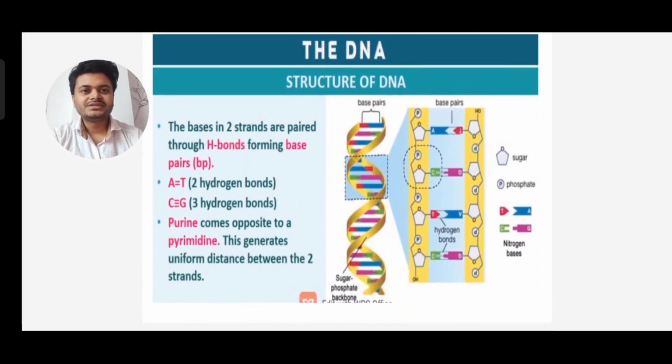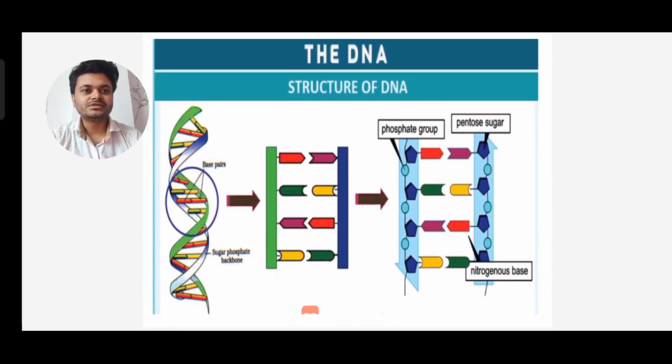You can see the bases in the two strands are paired through hydrogen bonds forming base pairs. A pairs with T, that means adenine pairs with thymine, with 2 hydrogen bonds, and cytosine pairs with guanine, with 3 hydrogen bonds. You can see a purine comes opposite to a pyrimidine. So this generates a uniform distance between the two strands. You can see the diagrams on the right hand side.